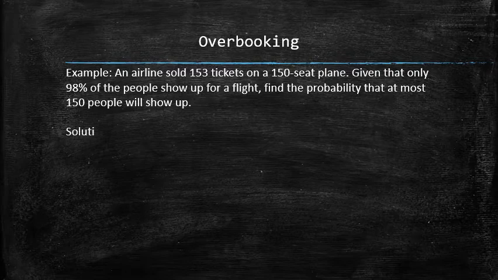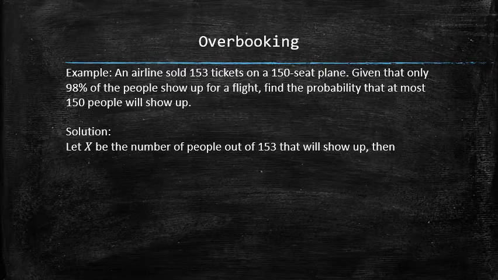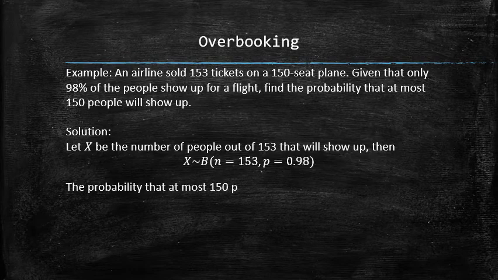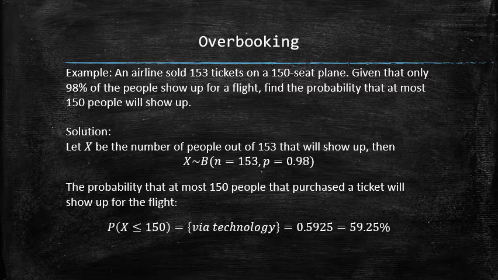To start the solution, we again introduce a variable. Let x be the number of people out of 153 that purchased a ticket and showed up for their flight. X is a binomial random variable with parameters n equals 153 and p equals 0.98. The probability that less than or equal to 150 passengers will show up for their flight can be found by using technology. So the probability that the airline will have a seat for everyone who shows up for the flight is roughly 60%.